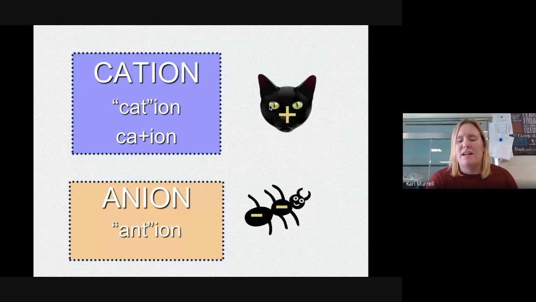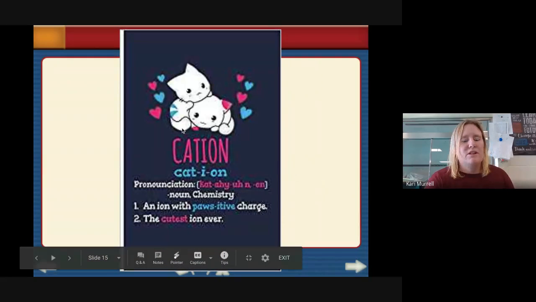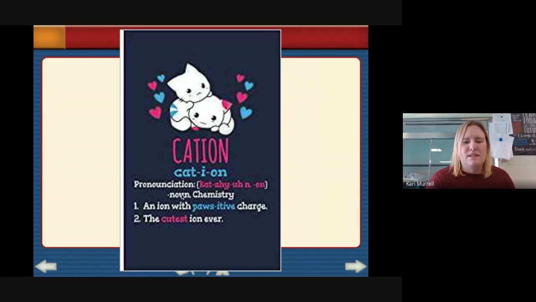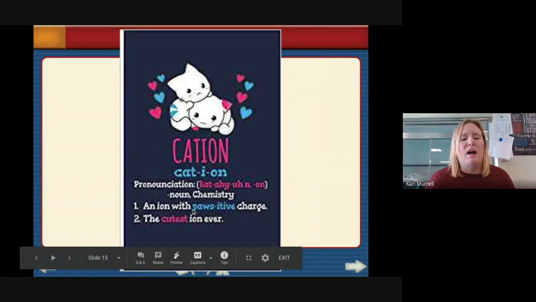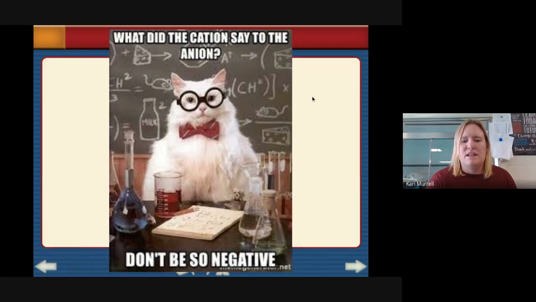Here's another cation and an anion. Here's a cation, and it says an anion with positive charge, the cutest ion ever. It's like a little Valentine. And then this is the last one. It says, what did the cation say to the anion? Don't be so negative, because anions are negative.